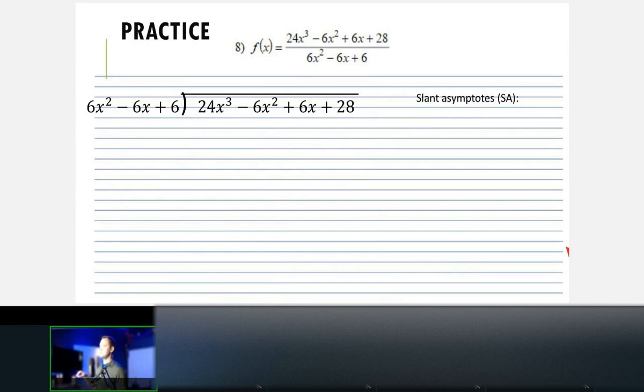I skipped number 7. I'll come back at the very end to show you, so you can come back during the recording and check it out. But let's do number 8, only because number 8 is long division. Number 7 is synthetic division, and we all know long division takes longer to do. So I already set it up for you, the dividend and then the divisor. Let's see if you can find our SA.